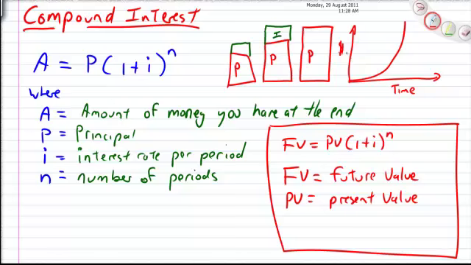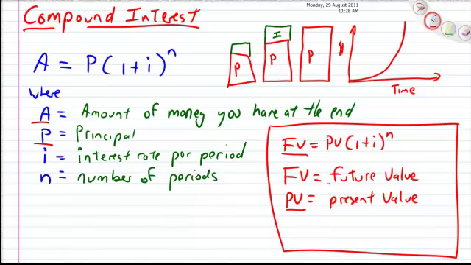The two formulas that you may have seen before are A equals P(1 + i)^n, or FV equals PV(1 + i)^n. Similar things. A is the amount of money that you have at the end, and that goes with FV as well. So that's the future value of your investment, or A as the amount. P is your principal, or PV as in present value, which is the amount of money you start with. So they're the only two things that are different. And i is the interest rate per period, and n is the number of periods.